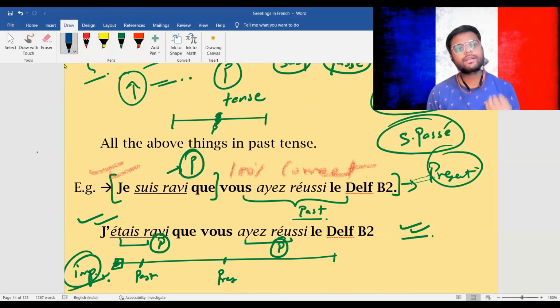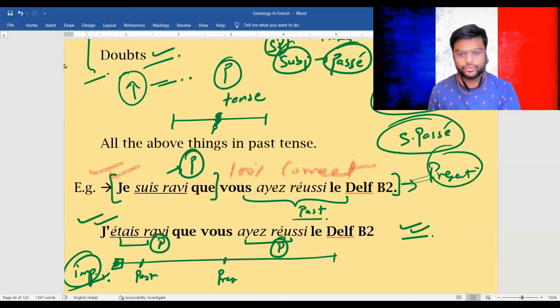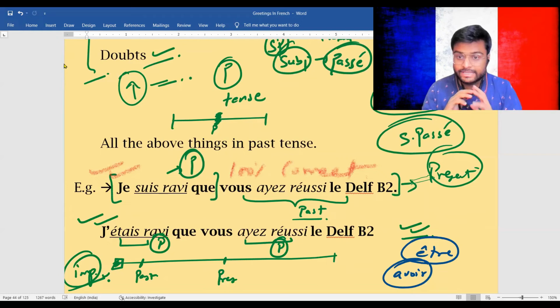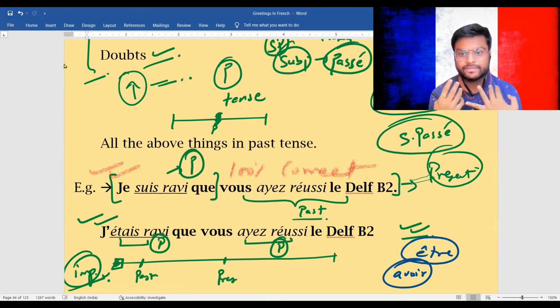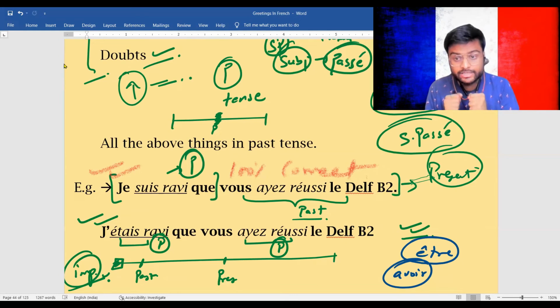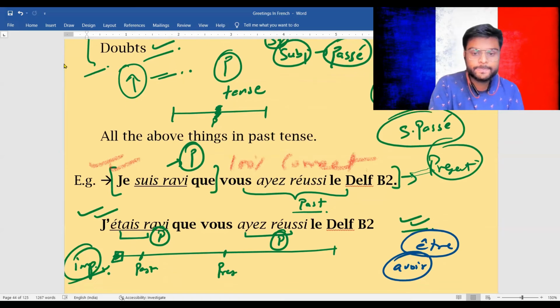Now, how do you figure out if you should use the être verb or the avoir verb in your subjunctive passé? It's very, very simple. The only difference is concerning the context and the conjugation. There is not much difference between subjunctive present and subjunctive passé. Whatever you want to say in the present tense, you are saying the same thing in the past tense. Hence, the only knowledge you require is concerning the concept. You need to have concrete knowledge of subjunctive present only. So go watch the video.